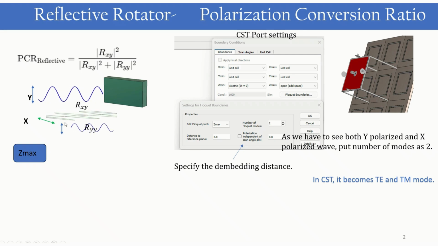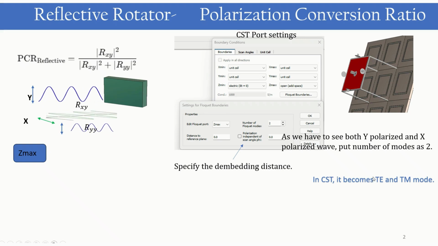So if you want to do the simulation in CST, these are the boundary conditions you have to use: unit cell boundary condition. As this structure is backed by the metal plate, you can use electric along Z min, and for Z max you can use the Floquet boundaries. You have to specify the distance to the reference plane here, and you have to use the number of Floquet modes as 2, because we are going to consider both co and cross polar.